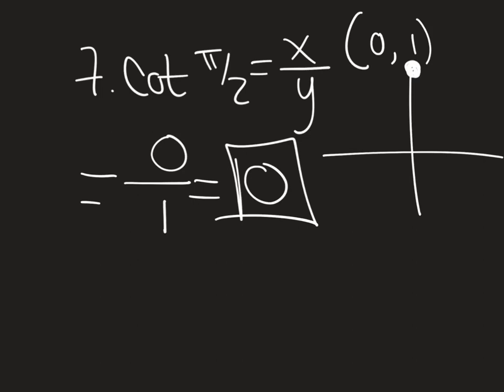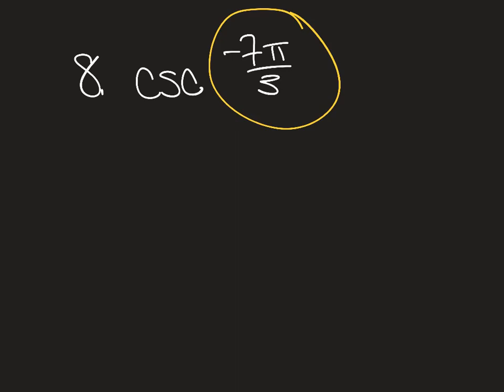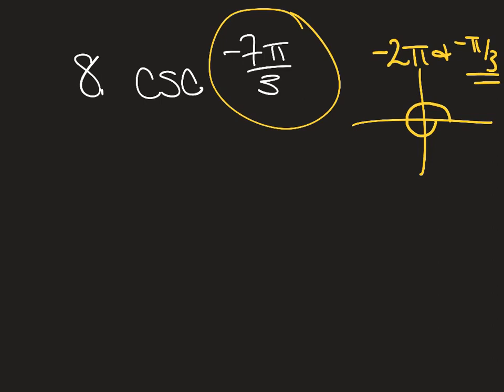Let's try number 8. Number 8 says that you have cosecant of negative 7 pi over 3. So the first thing I'm going to do, I'm going to deal with this thing. So I'm going to change it from an improper fraction to a mixed number. 3 goes into 7. We're going to have negative 2 whole pi's and a negative pi over 3 left over. So when I draw that, I'm going to go down. So 1 pi, 2 pi. I still have to do this negative pi over 3. So I'm down here at this ordered pair. That ordered pair is going to be 1/2 comma negative root 3 over 2.